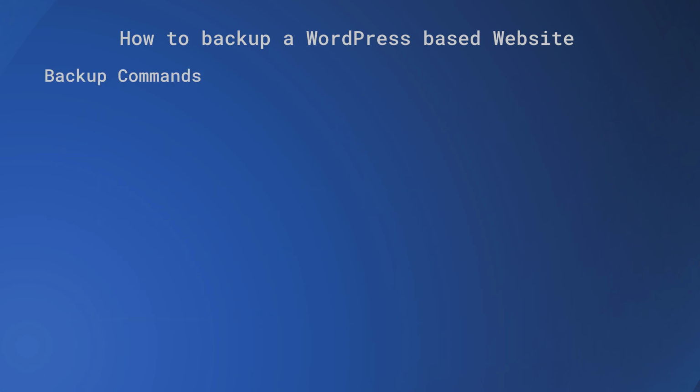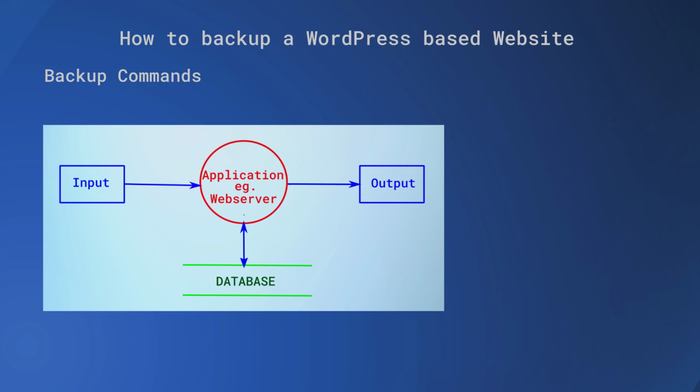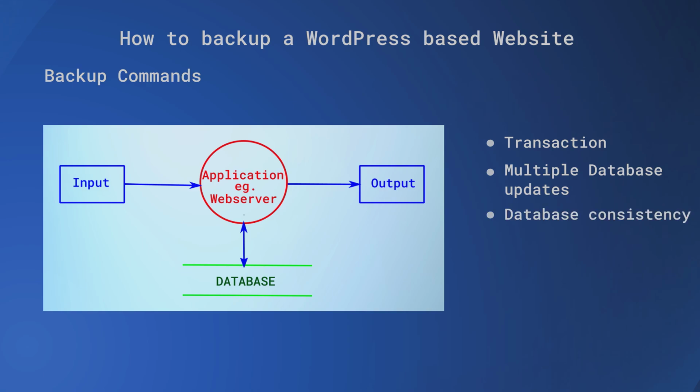Now we look at the commands for taking backup. We stop the web server for the duration of the backup. Why? When an application like the web server is running and receives an input, the processing of the input is termed as a transaction. A transaction might trigger multiple updates in the database. Suppose the transaction results in 3 updates in database tables. Before the transaction, the database is considered to be in a consistent state.